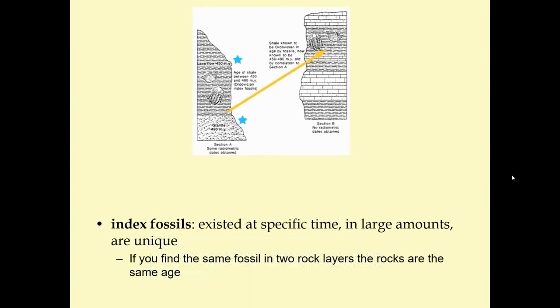The last feature that we use to determine the order of rocks is what's called index fossils. Index fossils are ones that were really common at specific times in the Earth's past. There were lots of them. They're easy to identify because they're unique. And then if we find the same fossil in different layers, we know that those different layers came from the same time period because they have those same fossils in them.